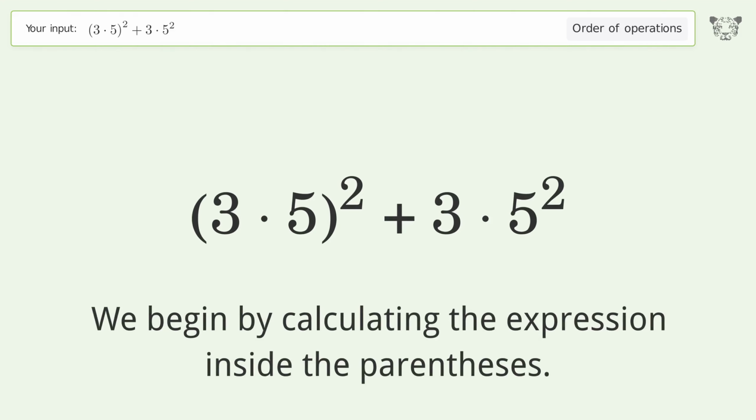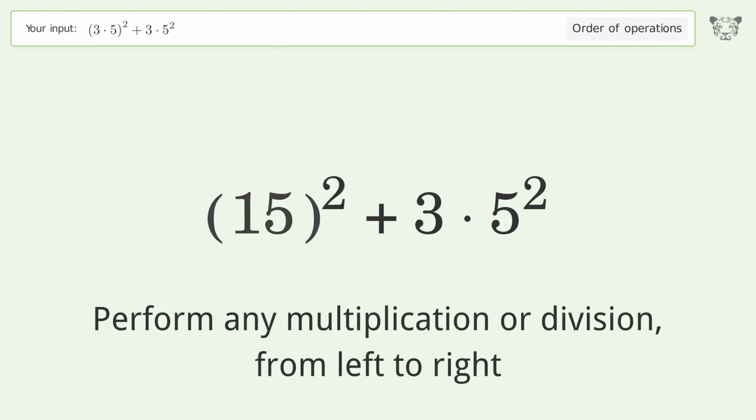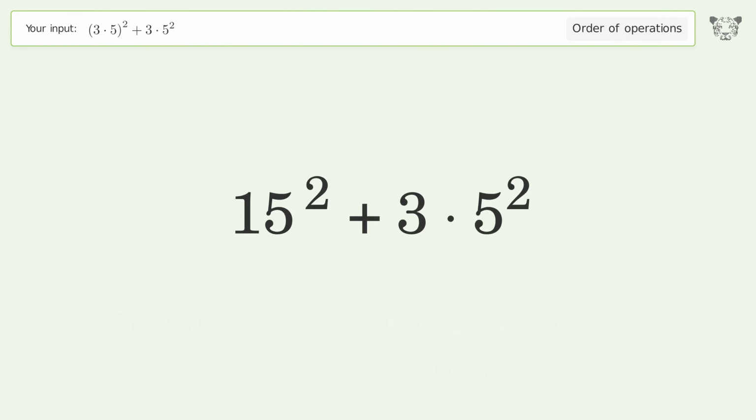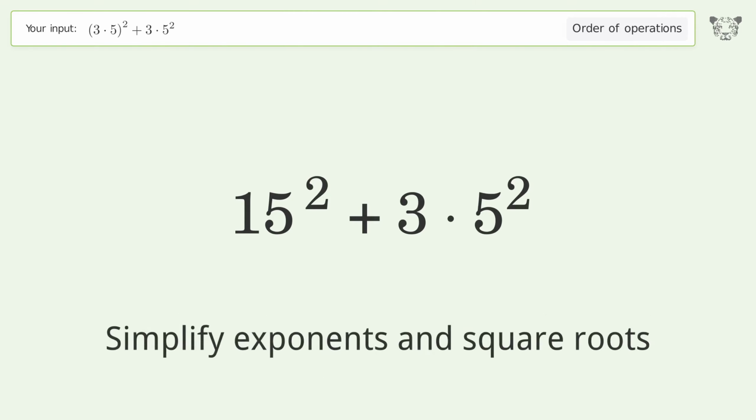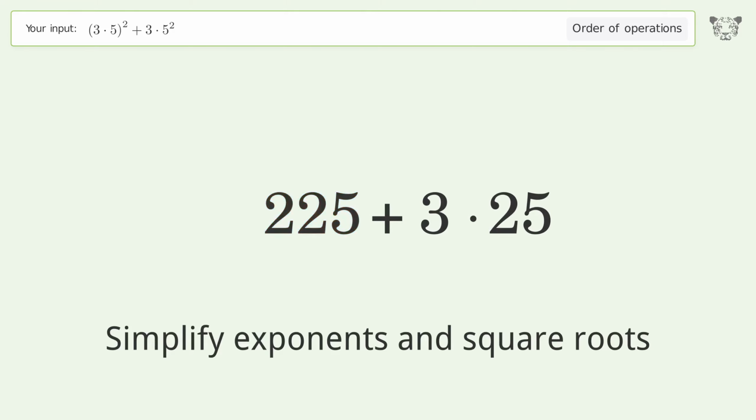We begin by calculating the expression inside the parentheses. Perform any multiplication or division, from left to right. 3 times 5 equals 15. Simplify exponents and square roots. 5 to the power of 2 equals 25. 15 to the power of 2 equals 225.